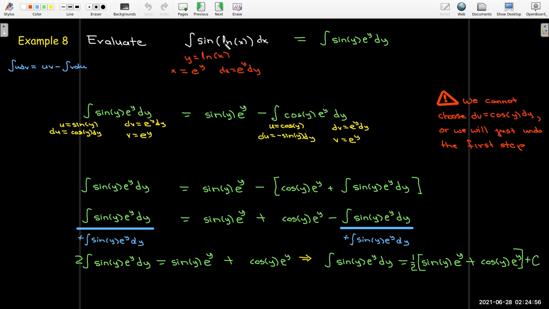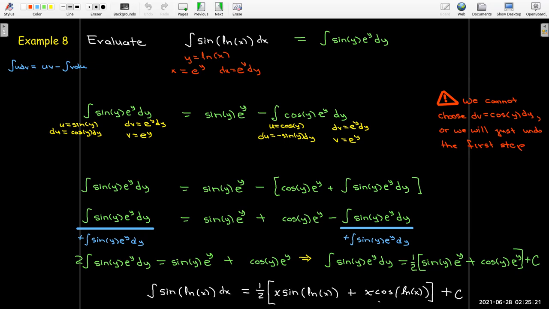I'd like to go back to my original variable, which was x. So let's go ahead and make my substitution. e to the y is x. Sine of y is sine of natural log of x. Cosine of y would then be cosine of natural log of x. So in terms of the original variable, I would have this antiderivative.